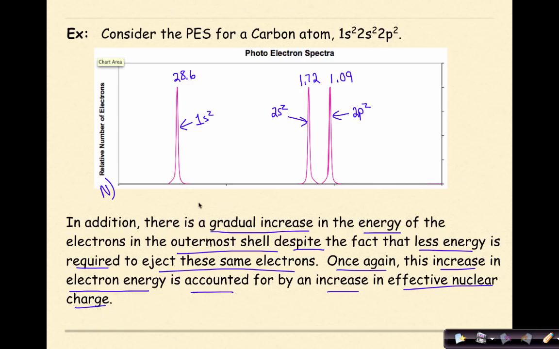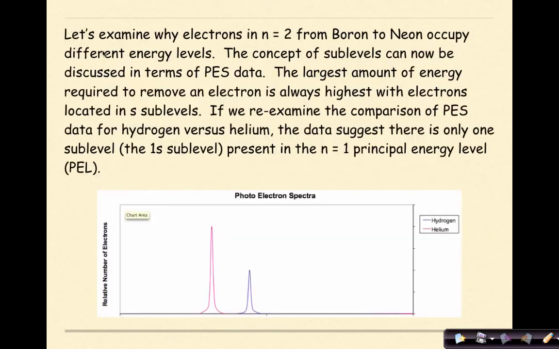We know that as we move across the period, the number of protons in the nucleus is going to increase, making the nucleus more positive. This number here of 1.09 in the carbon atom was only 0.83 in the boron atom. 0.83 is a lower value even though it's in the same 2p shell. So this value right here has increased because of the increased number of protons in the nucleus, therefore affecting the overall effective nuclear charge. Let's examine why electrons in the second shell from boron to neon occupy different energy levels.